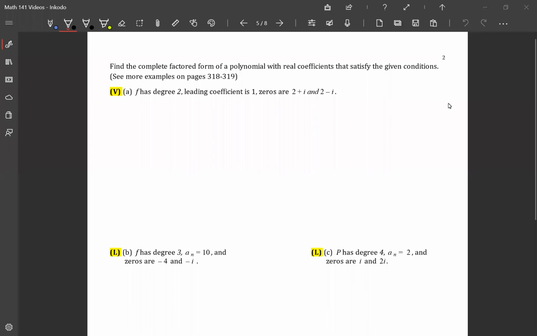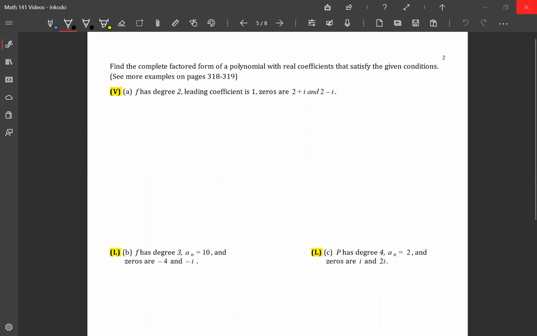Okay, we want to find the complete factored form of a polynomial with real coefficients that satisfy the given conditions. We're looking at part A, where we have a function f with degree 2, leading coefficient of 1, and zeros that are 2 plus i and 2 minus i. So we need a factored form of a polynomial.